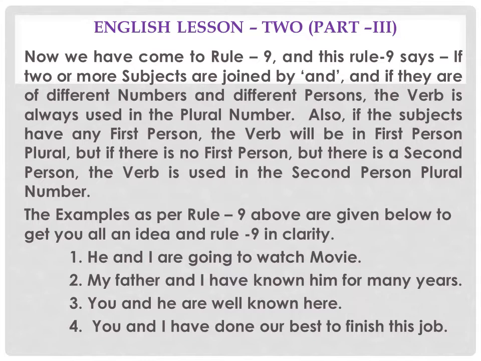We have come to rule number 9, and this rule says if two or more subjects are joined by 'and' and they are of different numbers and different persons, the verb is always used in the plural number. Also, if the subjects have any first person, the verb will be in the first person plural. But if there is no first person, but there is a second person, the verb is used in the second person plural number. Examples for rule 9 are given below for your idea and clarity.